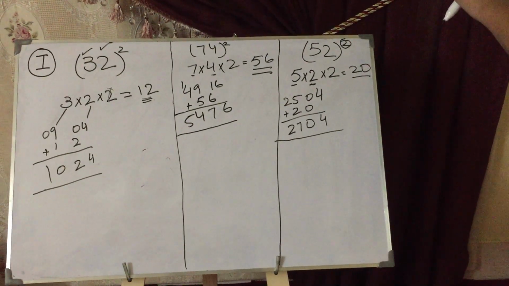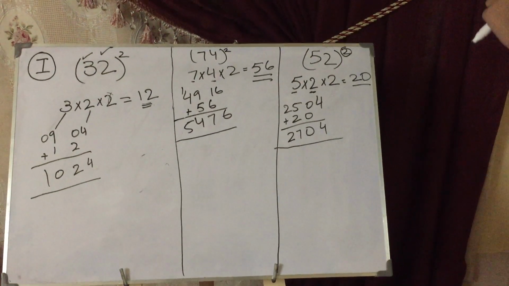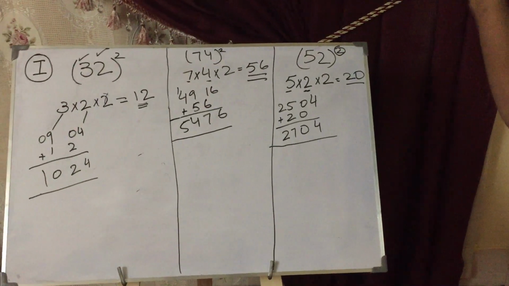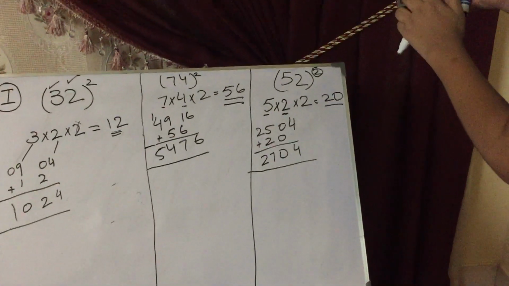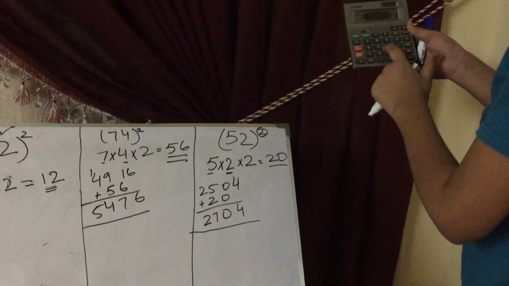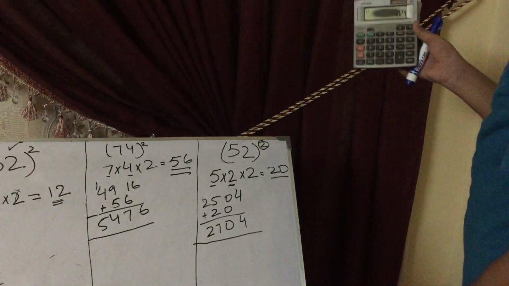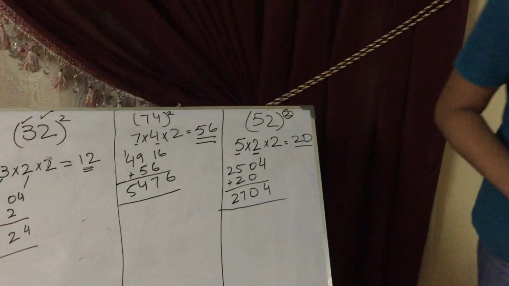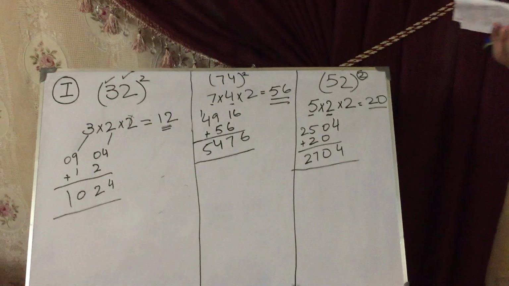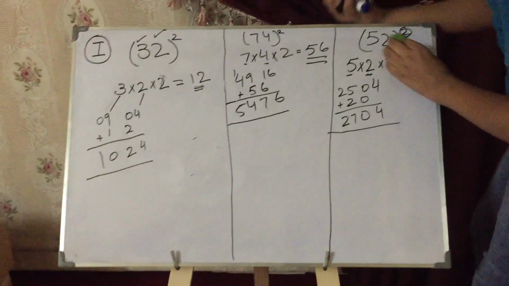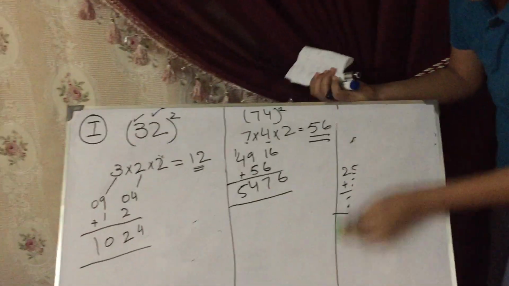For 74, 5476. This is also correct. Now 32 multiplied by 32, 1024. That's also correct. Now we will solve these sums in seconds with new numbers.